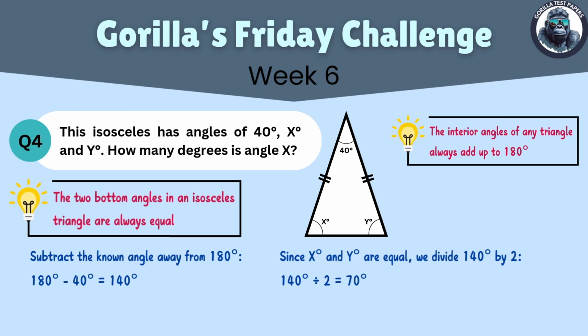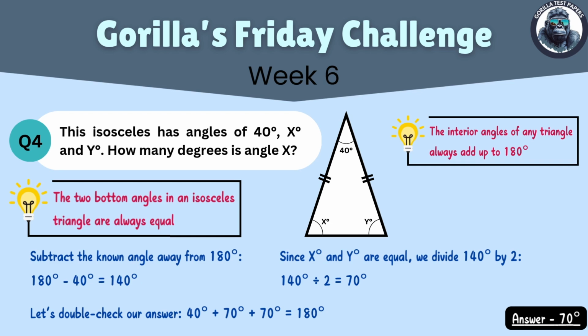This question's answer can also be double checked since we know that the interior angles of any triangle should add up to 180 degrees. So therefore, we add up the known angle along with the calculated values for angle x and y. This gives us 180 degrees. So therefore, this confirms our answer is correct.